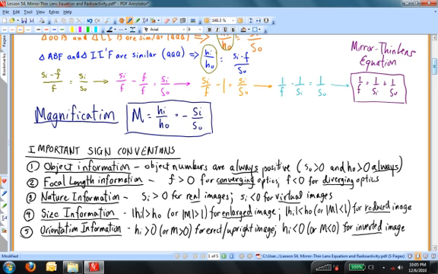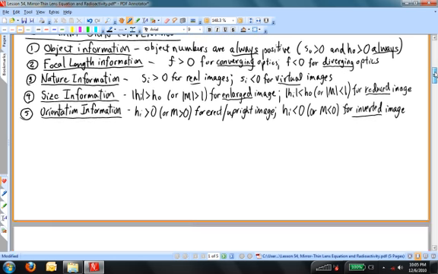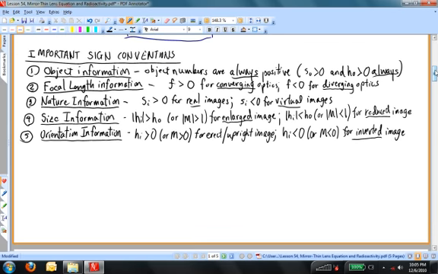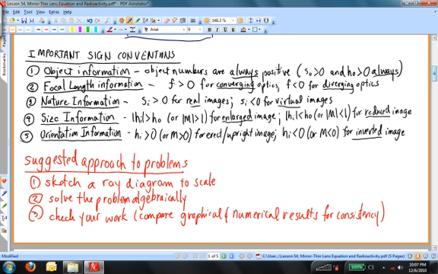How do you approach the problems? My suggestion is that when you approach these problems, the first thing you do is to sketch a ray diagram to scale so that you can see what it is that you're working toward. Then next you actually put in the algebra and check your algebra with your ray tracing to make sure that you've actually solved the problem correctly. These 3 steps, to sketch a ray diagram to scale, to solve the problem algebraically, and then to check your work looking for consistency between your graphical ray diagram result and your numerical algebraic result, will take you a long way in solving a lot of these problems.